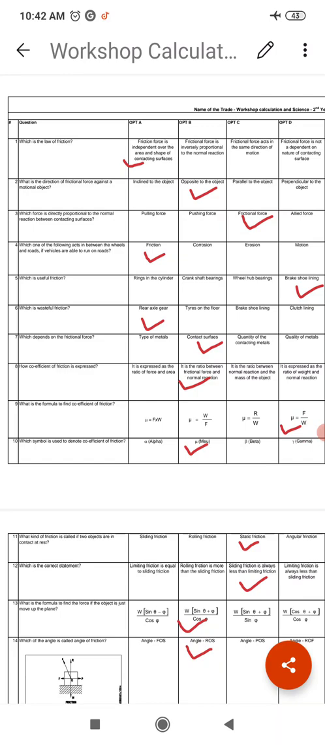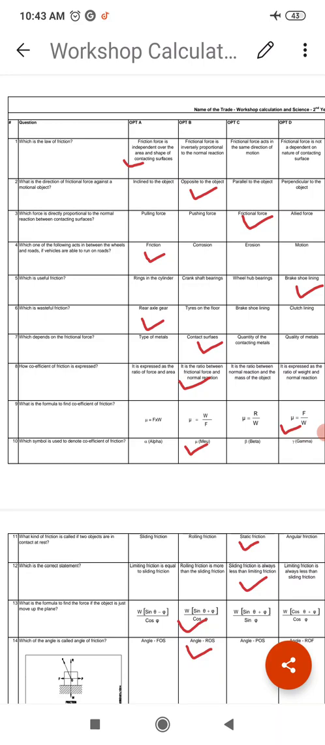First, which is the law of friction? The friction force is independent of the area and shape of the contacting surface. Option A is the answer. Next question, what is the direction of friction force against a moving object? Its answer is option B, opposite to the object.